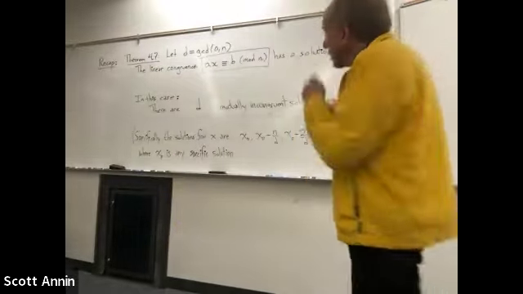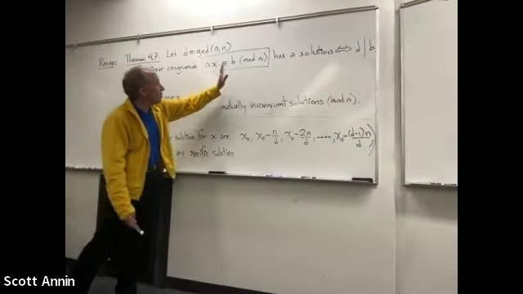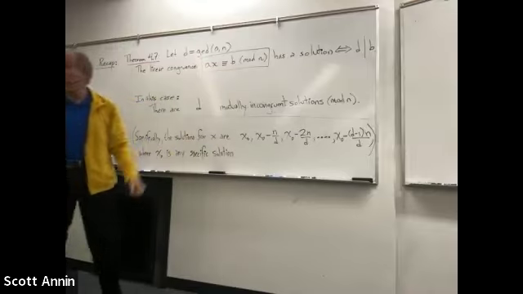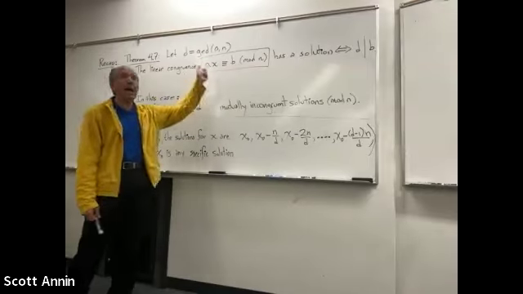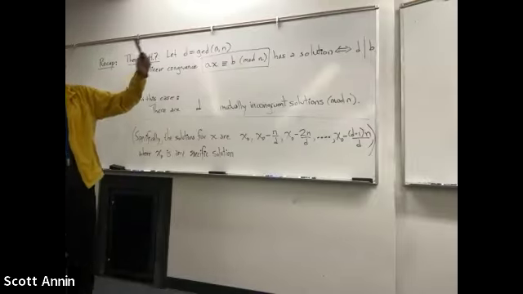So this theorem is going to try to tell us something about that. We take this linear congruence, ax congruent to b mod n. Our goal is to solve for x. The first question is, does it even have a solution? And to decide that is very straightforward.